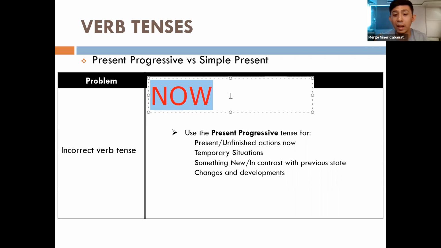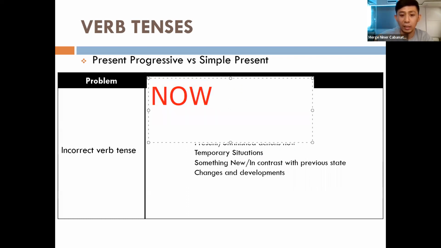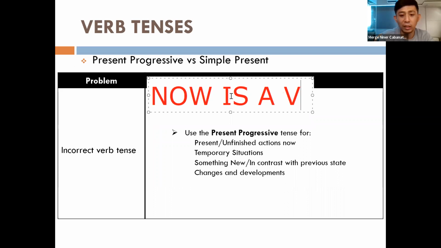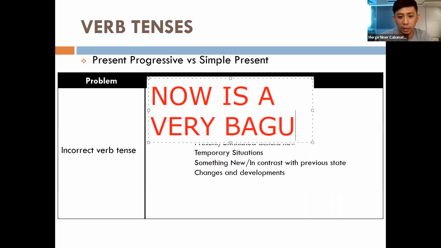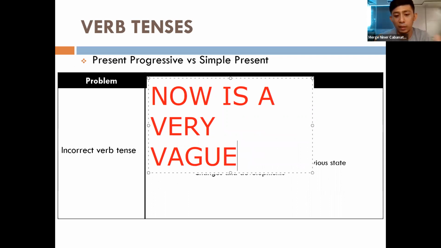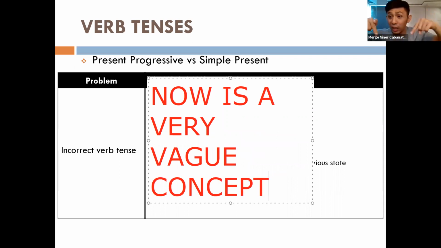Sa now is a very vague concept. Because now means today, right? At this very moment, pwede yung now, right? Now can mean this month. Now pa rin yun. Now can mean this century. So pag sinabi kong now, masyadong malalim yung ibig sabihin. Masyadong marami ang pinipertain niya na information. So now is a very big concept.